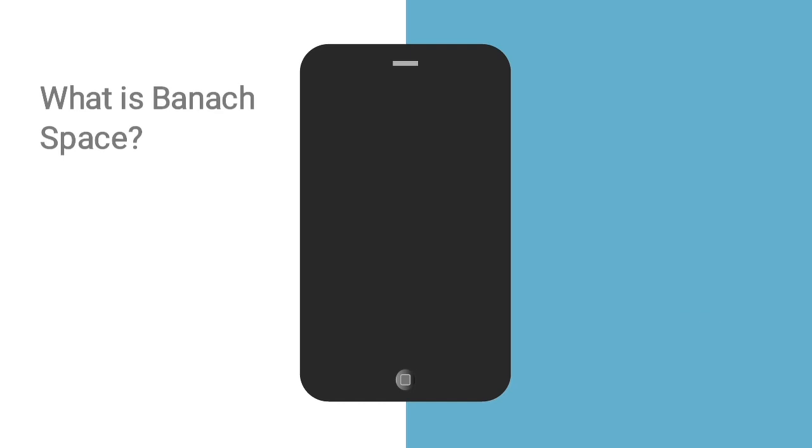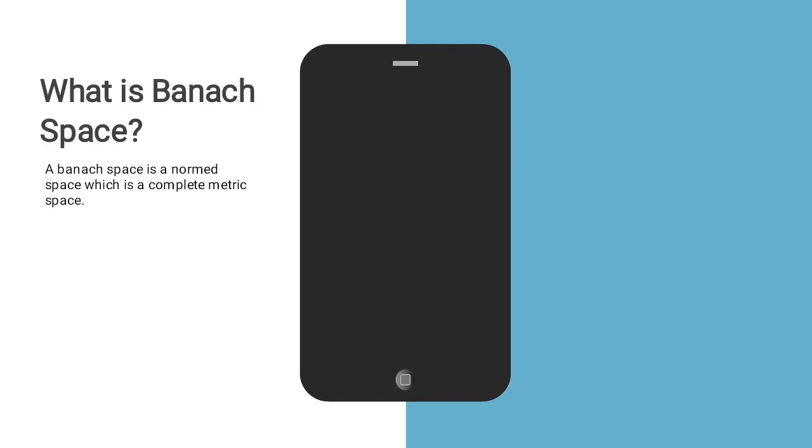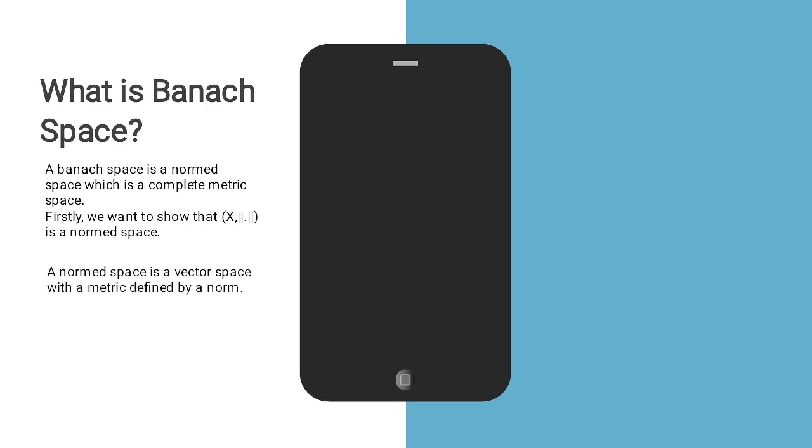Let me define what is a Banach space. A Banach space is a normed space which is a complete metric space. And firstly, we want to show that the pair of the norm with the space is a normed space. What is a normed space? A normed space is a vector space with a metric defined by a norm.